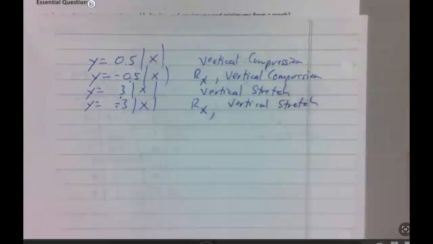Does that help? All the negative does is it reflects it. You still have to take the absolute value to determine if it's a compression or a stretch. Does that make sense? Or no?